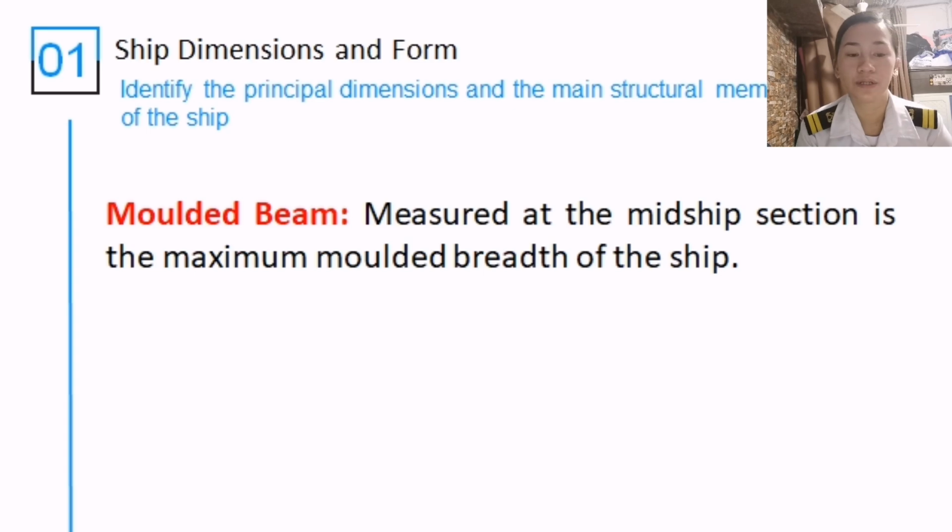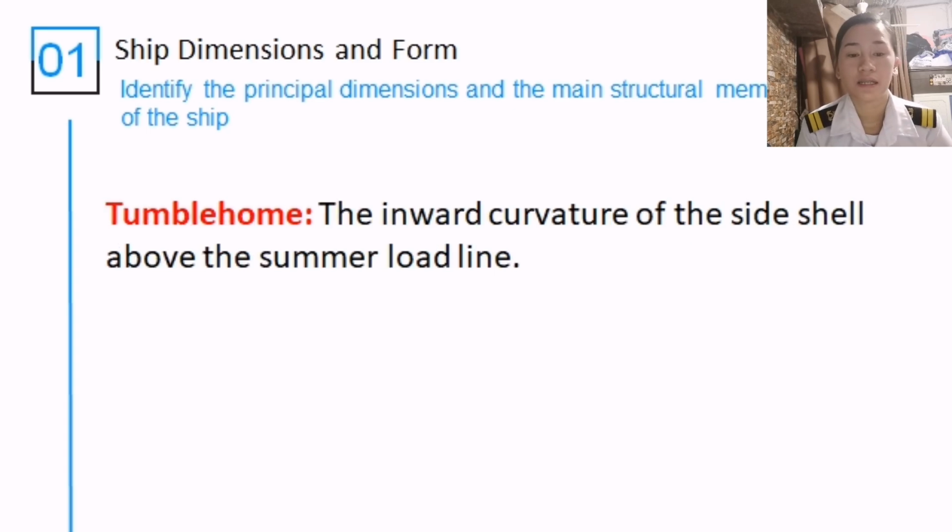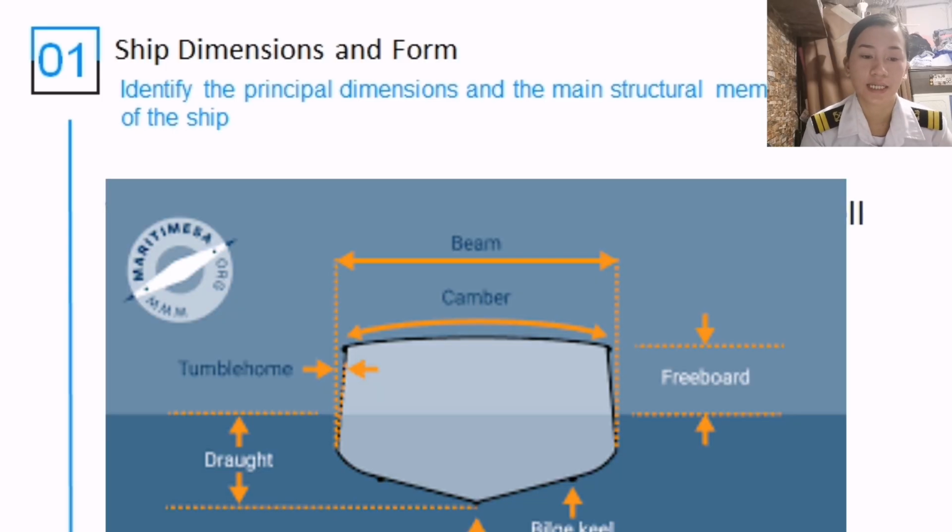Then when you say tumble home class, that is the inward curvature of the side shell above the summer load line. So let's say for example kani class mao ni ang side sa atong vessel, naka-curvature siya sa babaw. So mag-measure ka gikan diri padulong diri sa curvature, so kana siya nga measurement, that is the tumble home. So ang tumble home is on both port and starboard side.